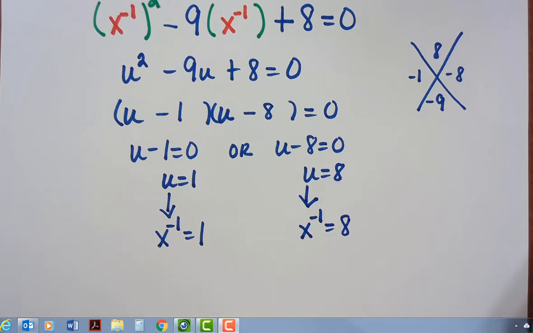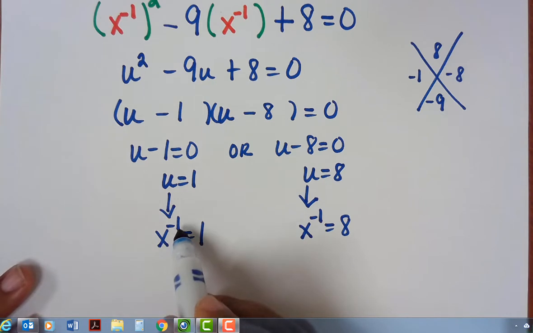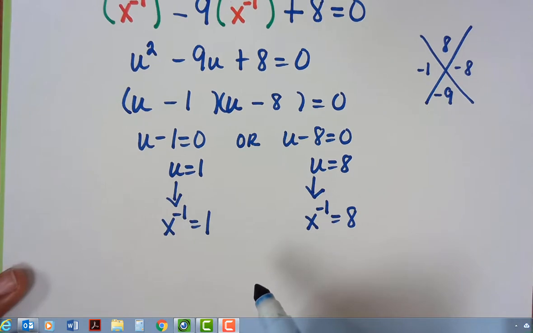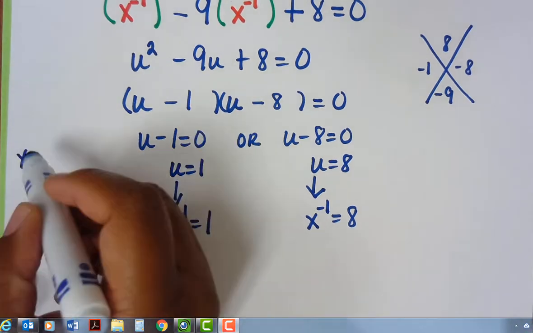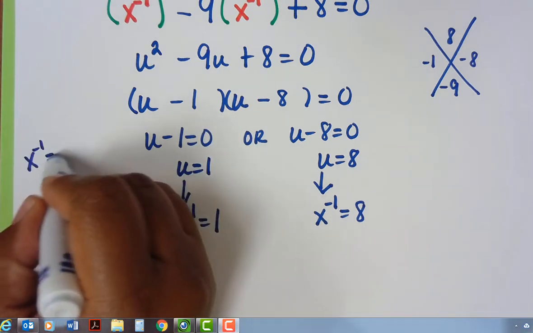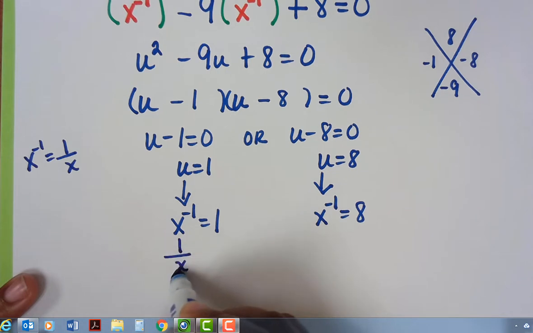Now, how would we go about solving for this? Well, x to the negative 1, remember we talked about in the previous class, the intermediate algebra class, what happens when you have a power that's raised to a negative exponent. Well, we have to take the reciprocal. So we can rewrite x to the negative 1 as 1 over x. So here we have 1 over x is equal to 1.